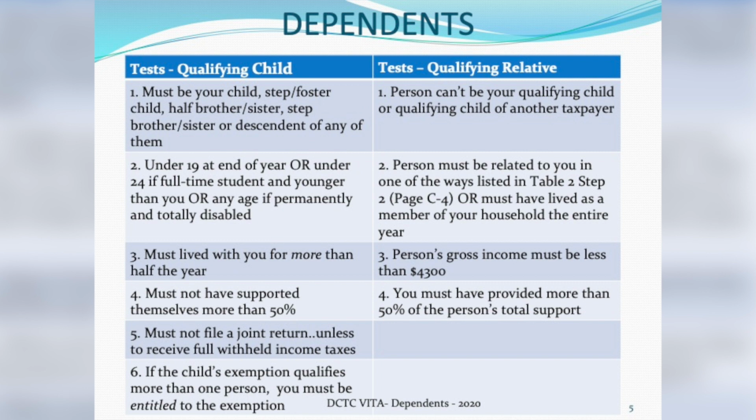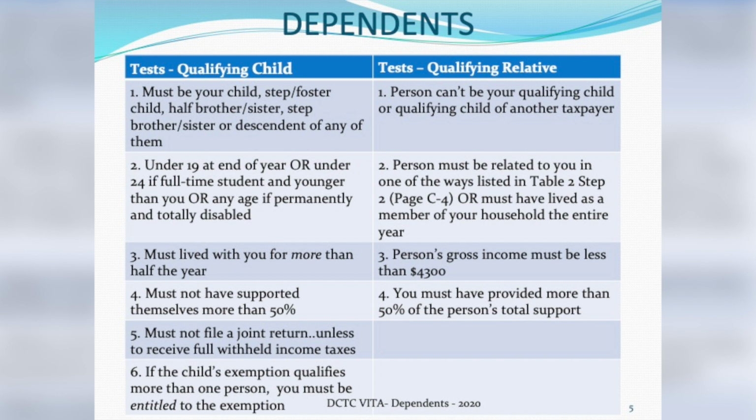Number three, the child must live with you for more than half the year. Number four, the child must not have supported themselves more than 50%. Number five, must not have filed a joint return unless to receive a full income tax refund from withholding. And number six, if the child's exemption qualifies for more than one person, you must be the one entitled to claim that child's exemption. Moving over to the right, the test for the qualifying relative.